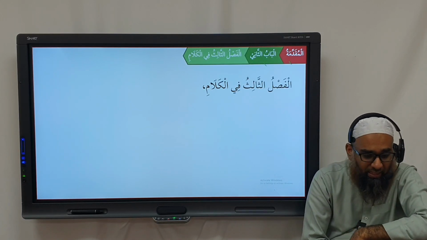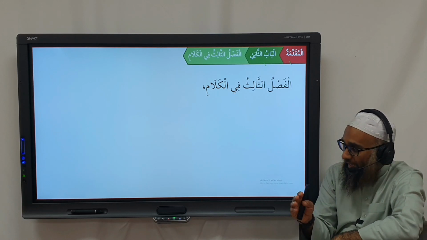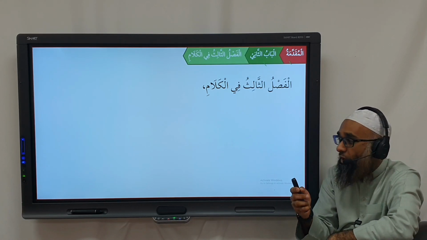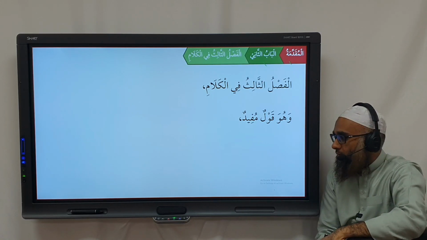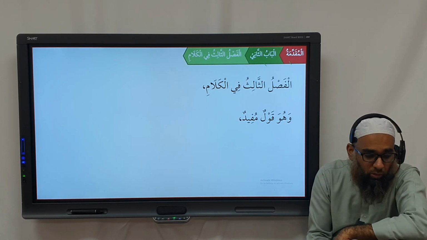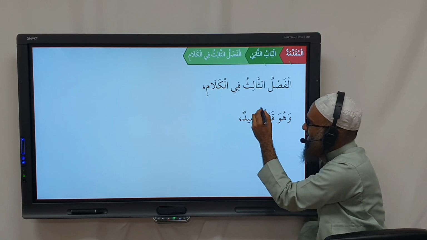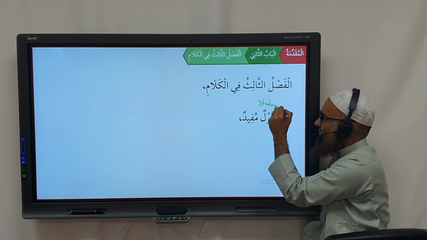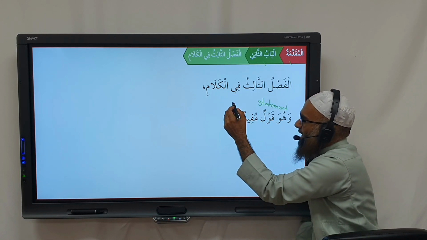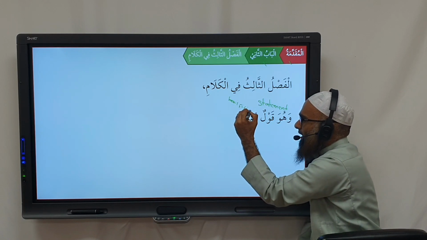So Al-Fasl Thalith fil Kalam, the third section in the second bab of the Muqaddimah, is regarding Al-Kalam. وَهُوَ قَوْلٌ مُفِيدٌ. A Kalam is a قَوْلٌ مُفِيد. What does قَوْلٌ mean? قَوْلٌ means a statement, an utterance. And Mufidun means beneficial. It means beneficial, but it's a bit more deep than that.